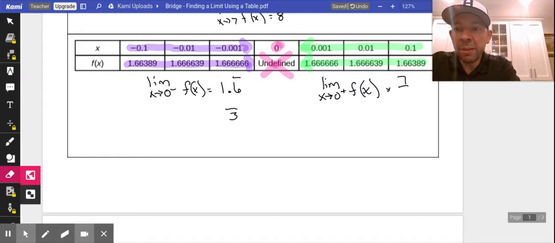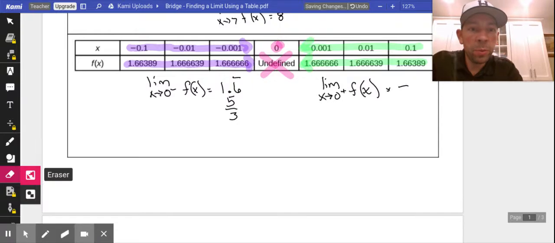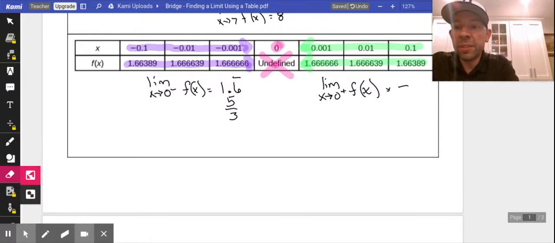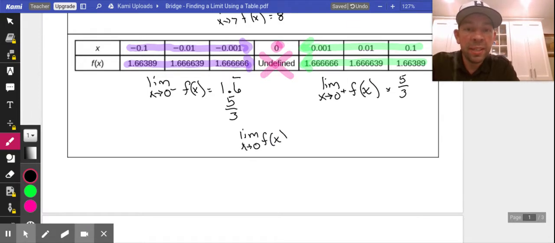I believe that should be a 5/3, right? Do I have this right now? Somebody give me a thumbs up. All right, so let's say 5/3. That would be 1 2/3 or 1.6 repeating. So let's go 5/3. How about that for embarrassing myself, huh? And again, we got the same answer, so we could combine that information and say the general limit as x approaches 0 of f of x is simply equal to 5/3.